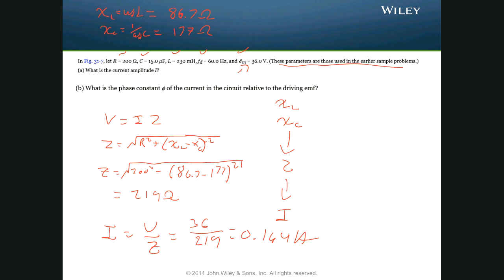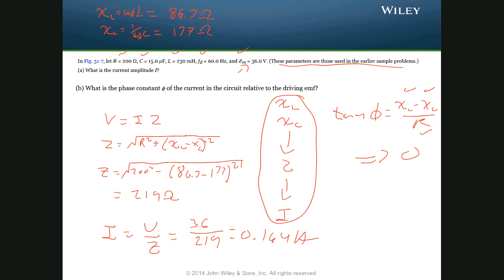Okay, so that's how you would solve that problem. It's pretty straightforward. You just have to follow the structure here, and that'll take you right to I. Okay, now for part B, you just remember that tan phi is equal to XL minus XC over R. And now that you have all three of these numbers, you can get phi, and you should get phi is equal to about negative 0.424.